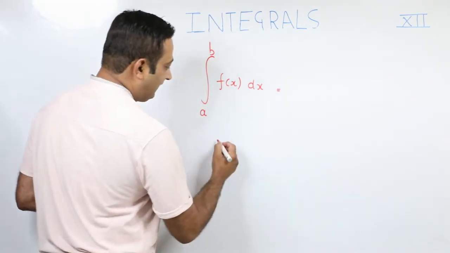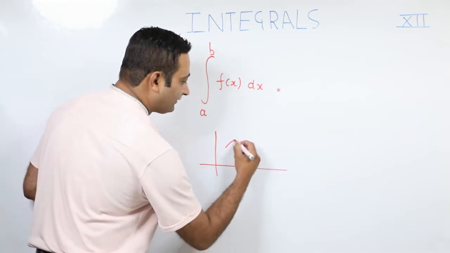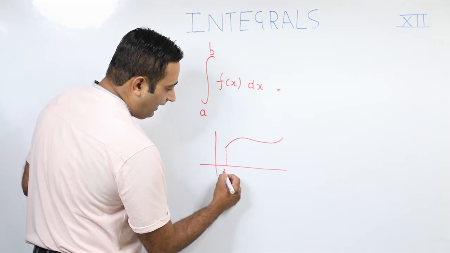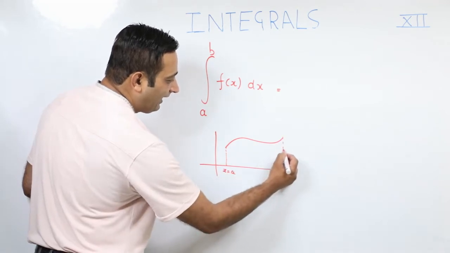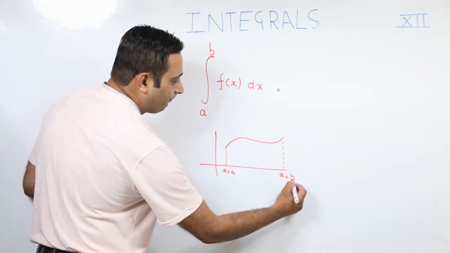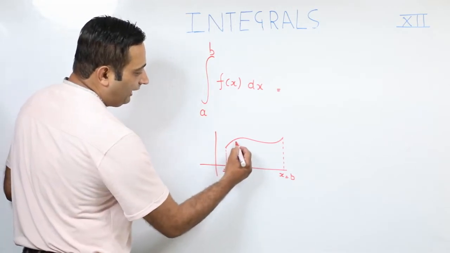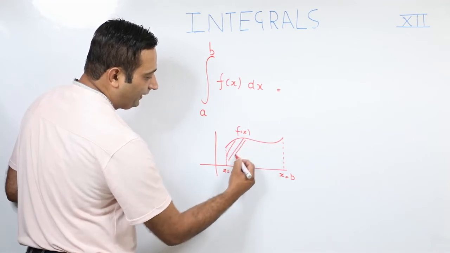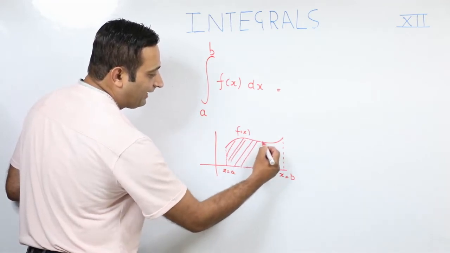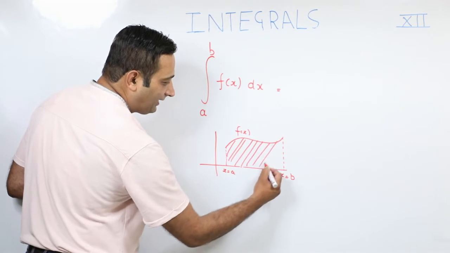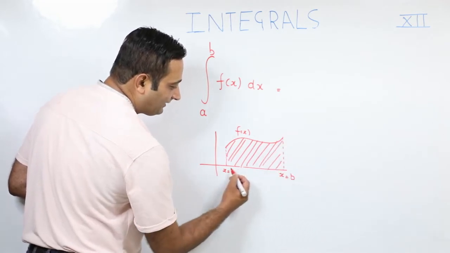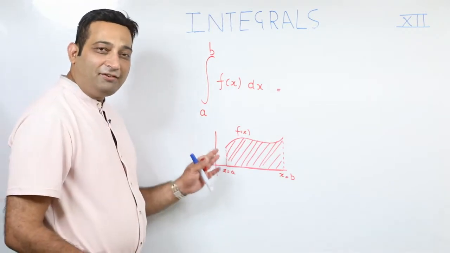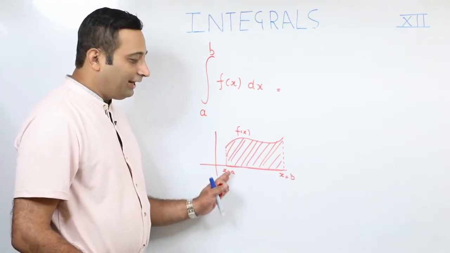It means that there is some function f of x bounded by the line x equal to a and the line x equal to b. So, the area under this graph, under this function f of x, bounded by the lines x equal to a, x equal to b and x-axis is called the definite integral from a to b.